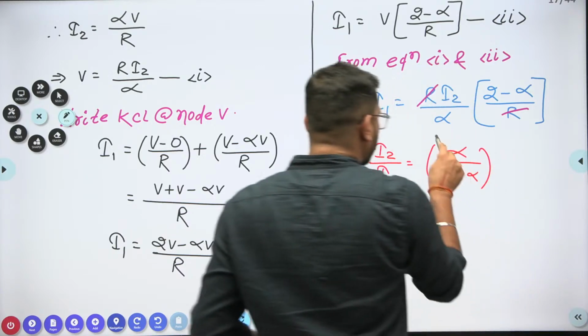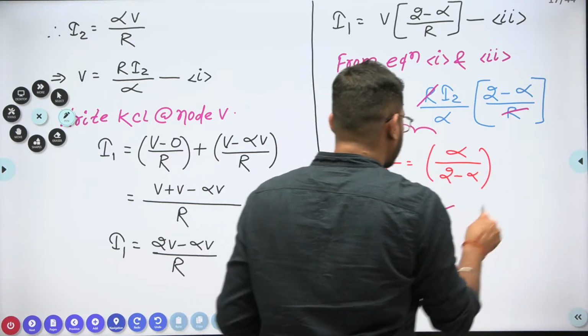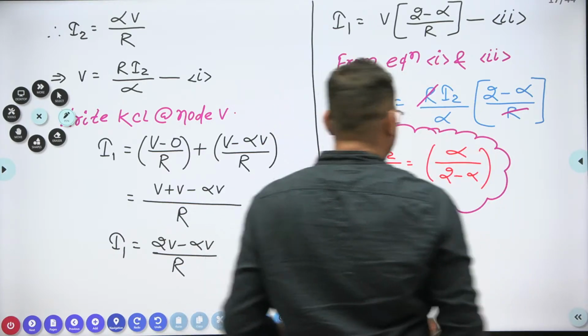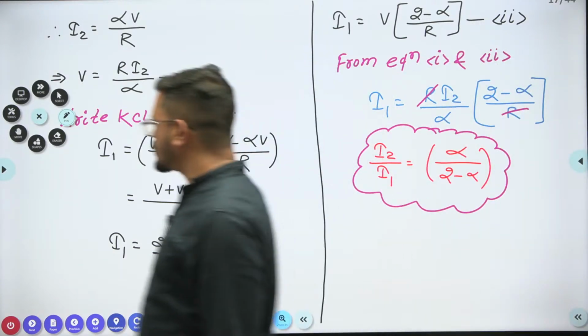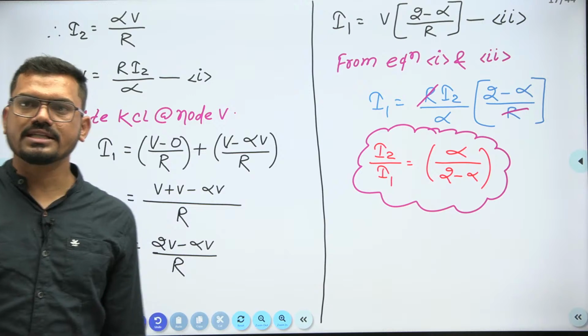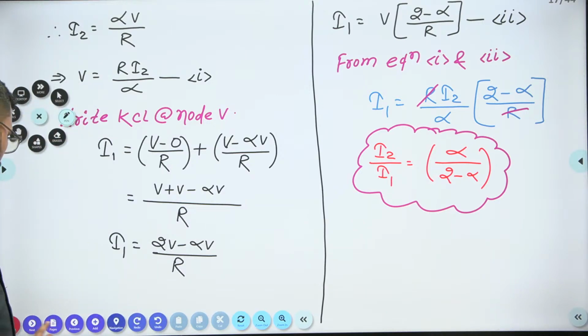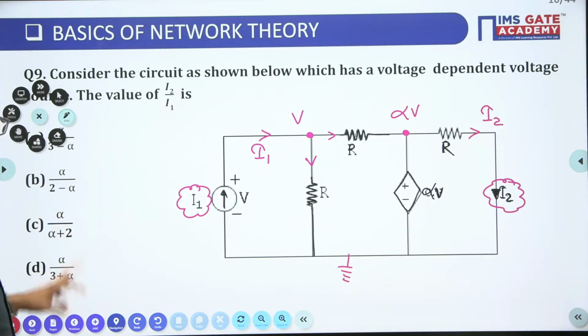Is it clear? And this is the correct equation only. This is the correct answer only. Okay, so just see the option, guys. Which option is correct? Just tell me, please. So alpha by 2 minus alpha, so this is option B, guys.